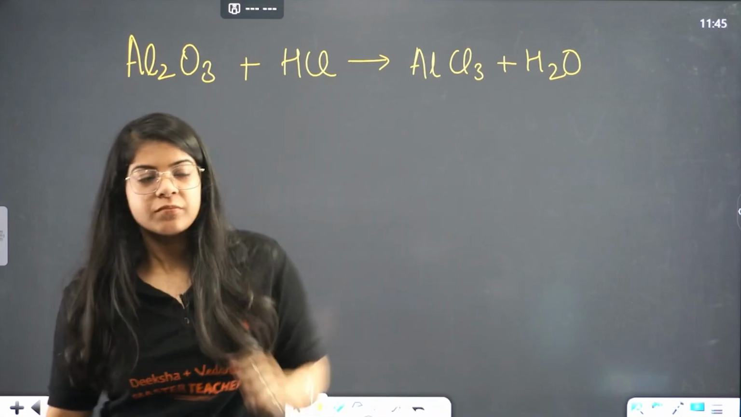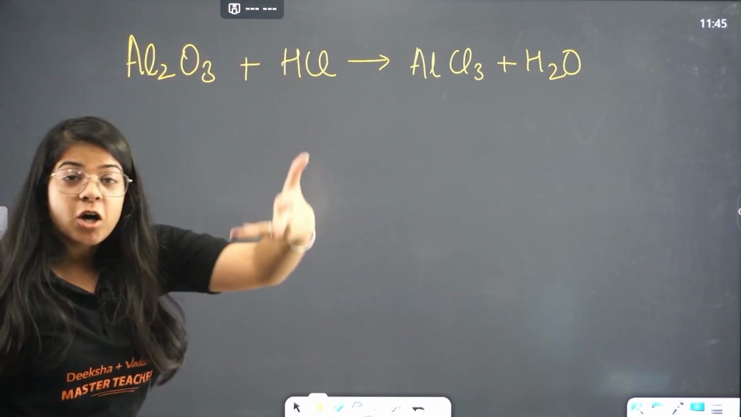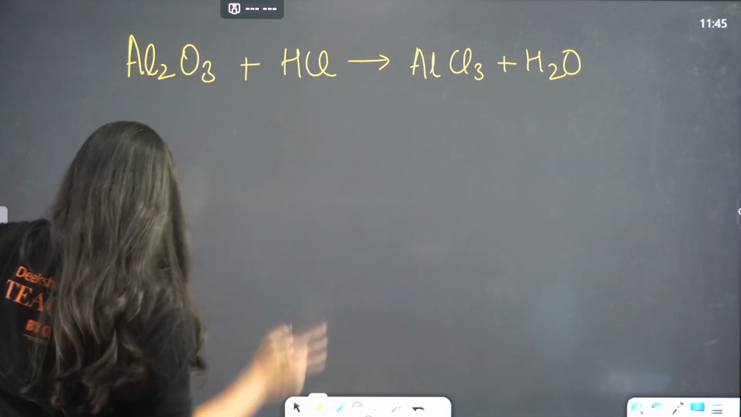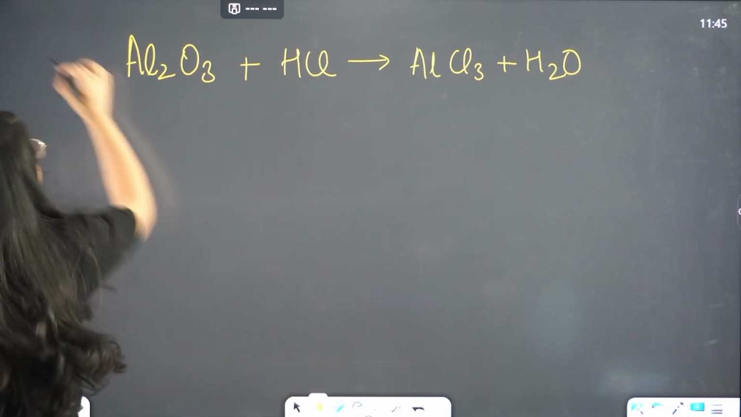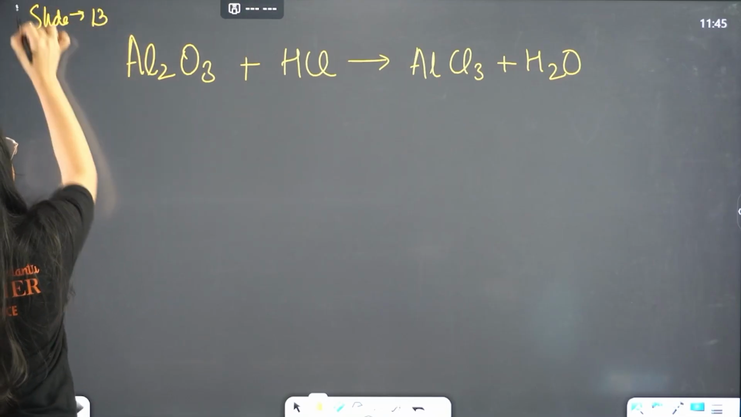Okay, done. Now, Al2O3, did you make it with the box or without the box? Let me know in the comment section what's the answer. Okay, I will check. This is slide number 13. Write the answer in the comments.